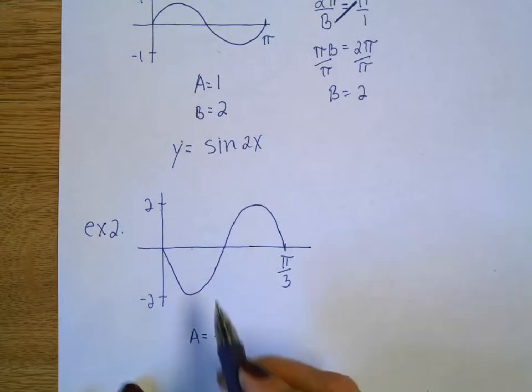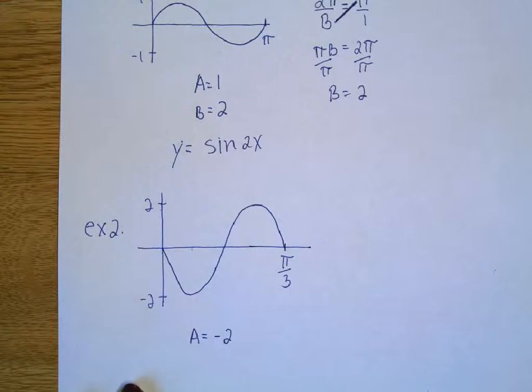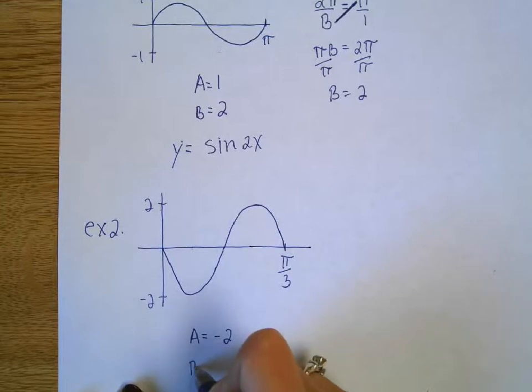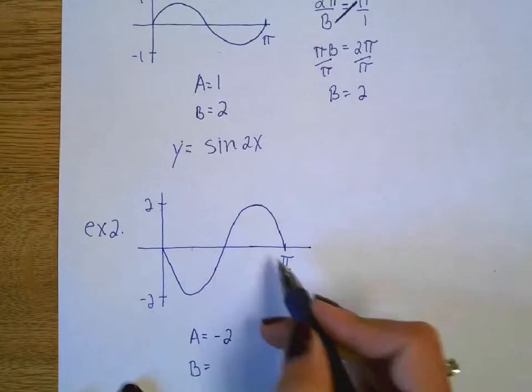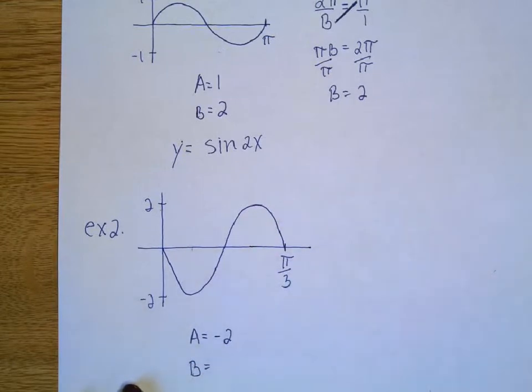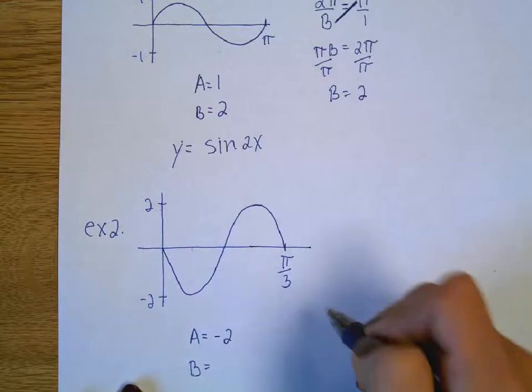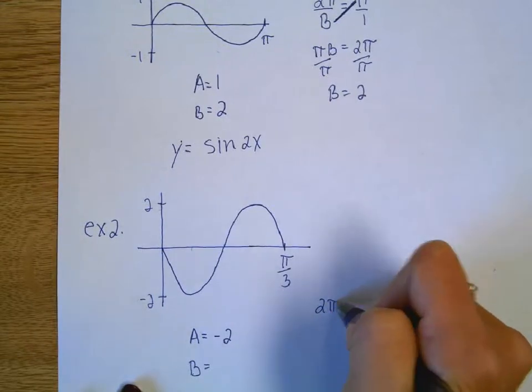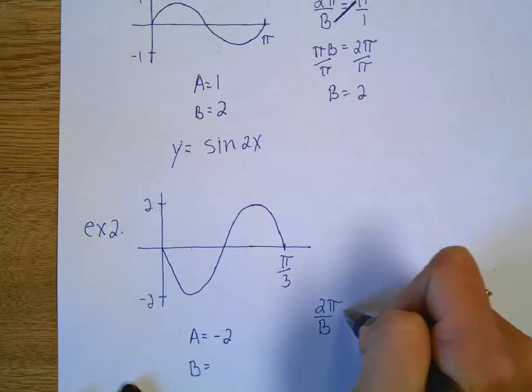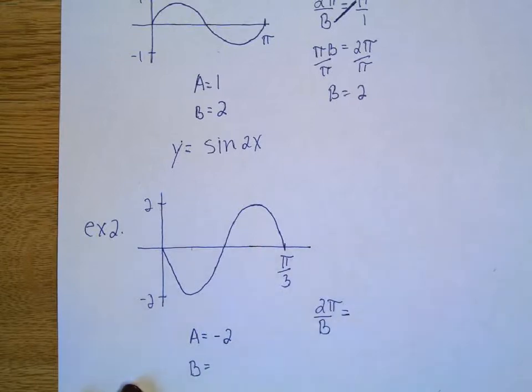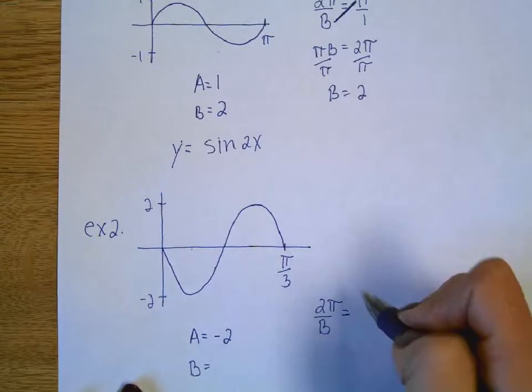But what's the A value in the equation? That's a negative 2. So the A value can be negative. Amplitude is always positive. Okay, the B. We need to calculate the B. The B doesn't show up on the graph. You got to do the formula and solve for B. So it's always 2 pi divided by some B number has to equal the period. What does the period come out equal to? Pi over 3.